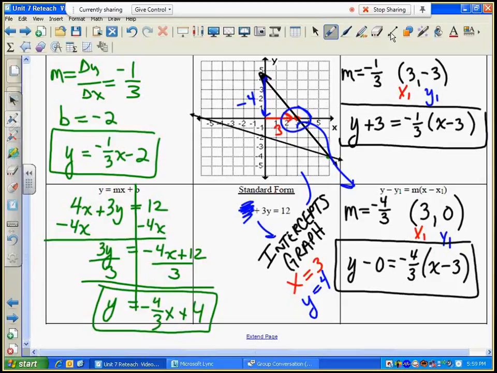Now, these are not the only paths to these answers. There are other pathways, you guys, that we discussed in class and that other students prefer, but these will definitely work.